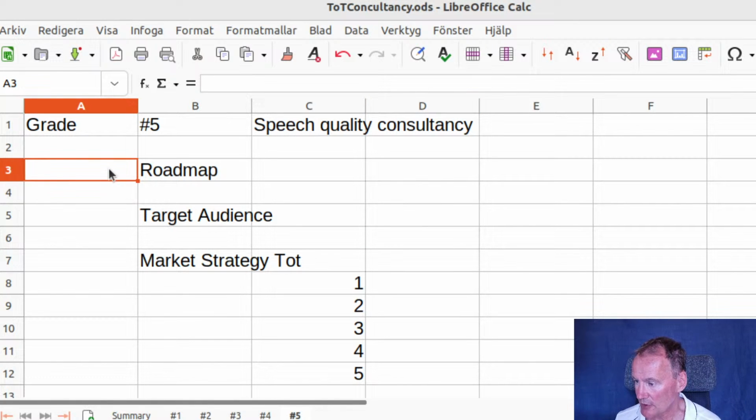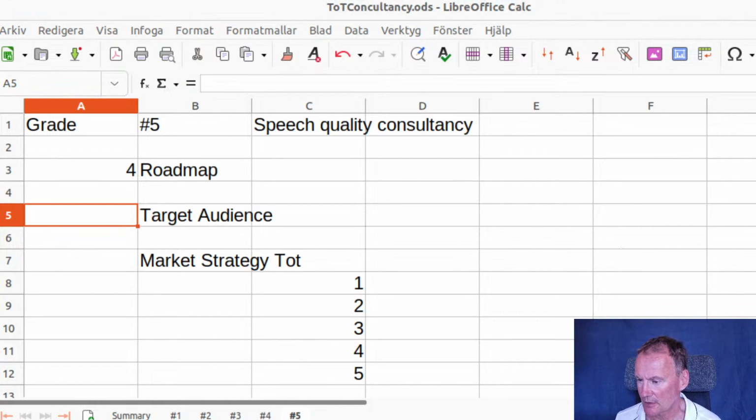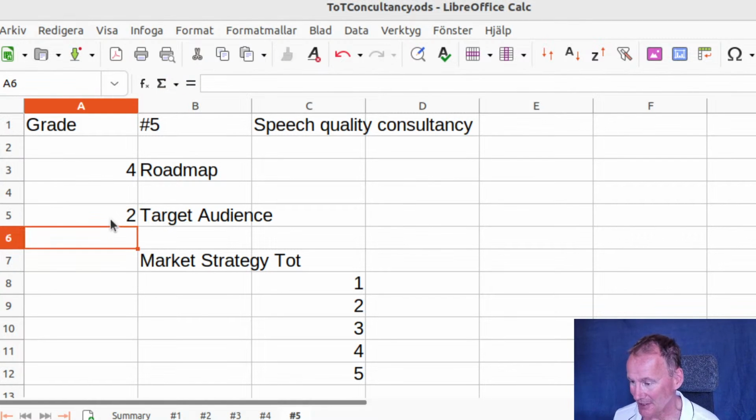So for the actual roadmap, it's a good roadmap, but if we're looking at the target audience, quality modeling and optimization of products and services, customer service, healthcare, I don't think there is a market here. There was 20 years ago. So I'm giving it a 2.